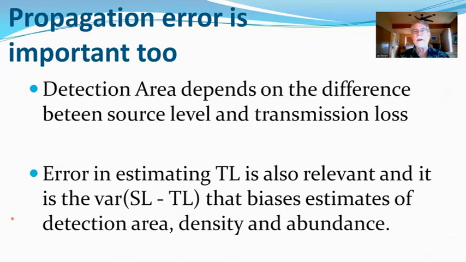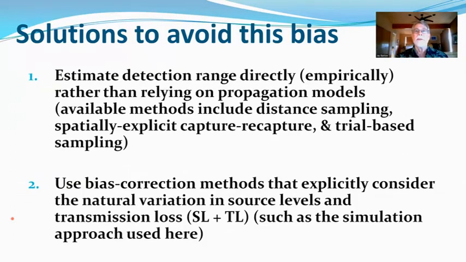So detection area depends on the difference between source level and transmission loss. Error in estimating the transmission loss is relevant, and it's the variance of the difference between source level and transmission loss that biases estimates of detection area, density, and abundance. So if transmission loss varies naturally also, that will cause additional bias. There are some solutions to avoid this bias.